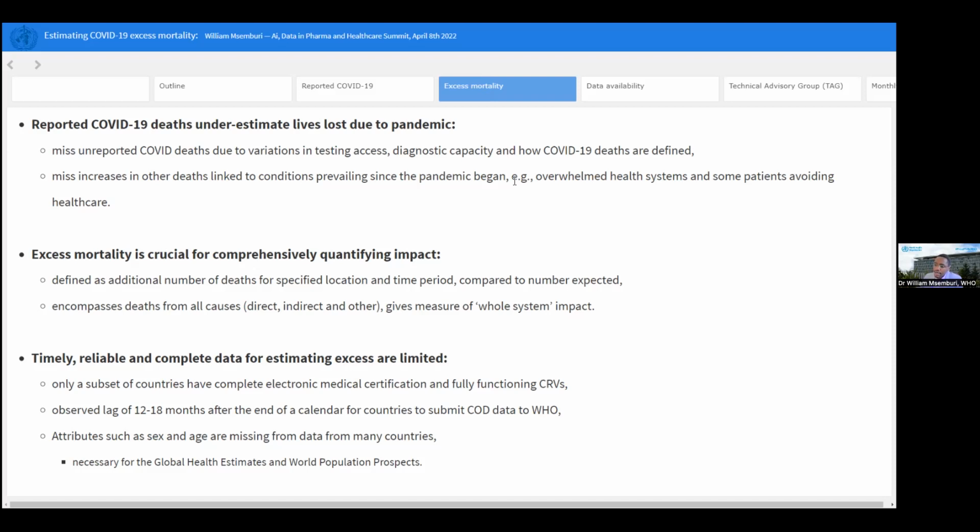The challenge is that timely, reliable, and complete data for estimating excess are limited. So only a subset of countries have the complete electronic medical certification and fully functioning civil registration and vital statistics systems. There is an observed lag of over a year after the end of a calendar year for countries to submit cause of death data to WHO. And then attributes such as sex and age are missing from most of the data that are coming from countries. And these are necessary inputs when we're looking at the global health estimates, which are trademark outputs from the WHO, and also the World Population Prospects, which is an output from the United Nations Population Division.